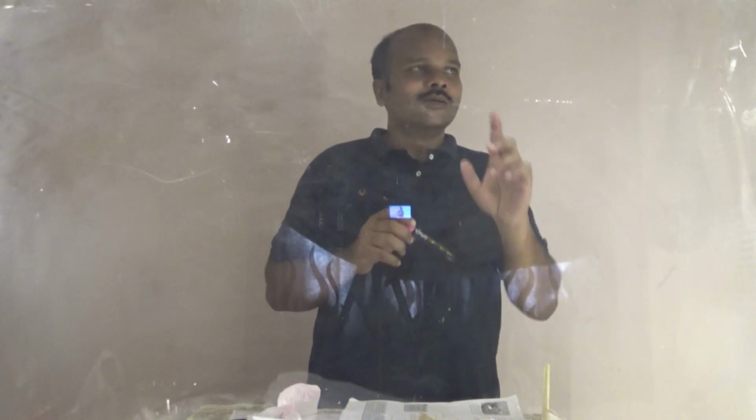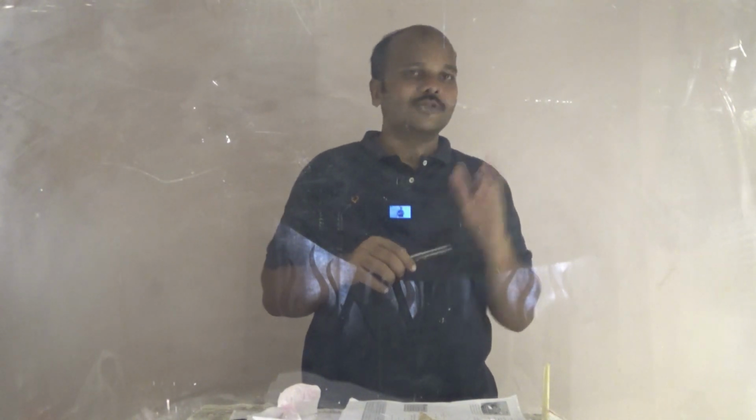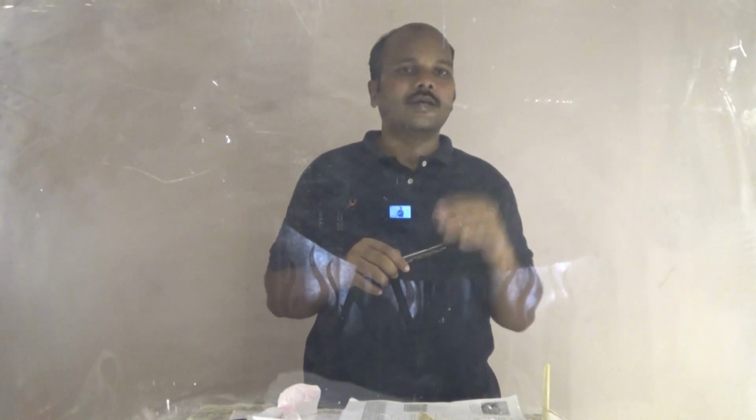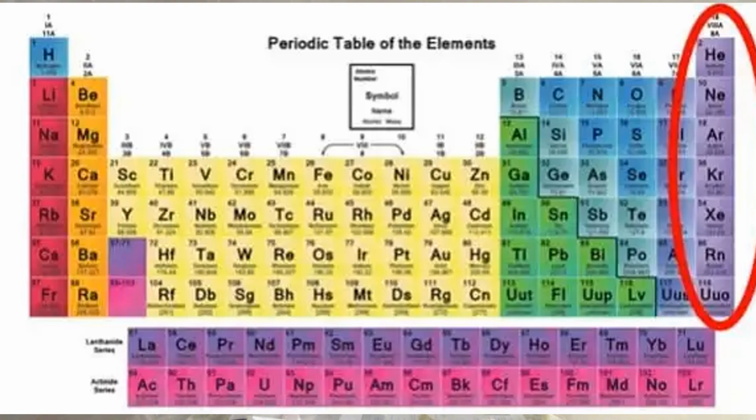Okay, group number 0. See, in the periodic table, where is the position of group number 0? Yes, it is at the right end. Actually, if you see the periodic table, it is in the 18th group. These elements are called group number 0. These elements are a little bit peculiar.